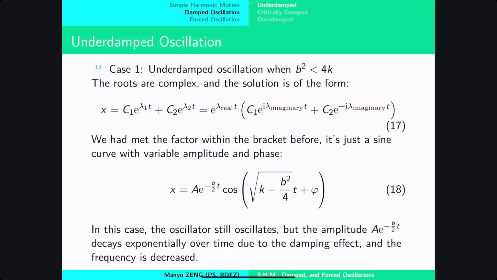The frequency becomes square root of k minus b squared over 4. The frequency, as mentioned before, is the thing before the t in the cosine bracket, and this thing divided by 2 pi is the frequency. Originally it is square root of k. Now it is square root of k minus b squared over 4, and b squared over 4 is definitely positive. So this thing is decreased, and the frequency is decreased. And the time period, of course, is increased.